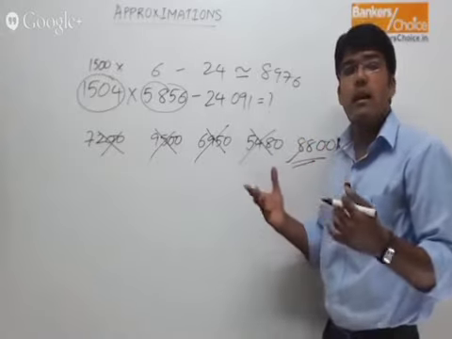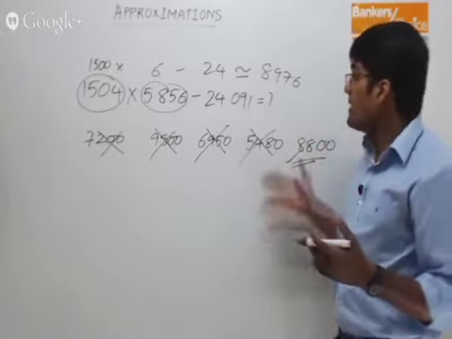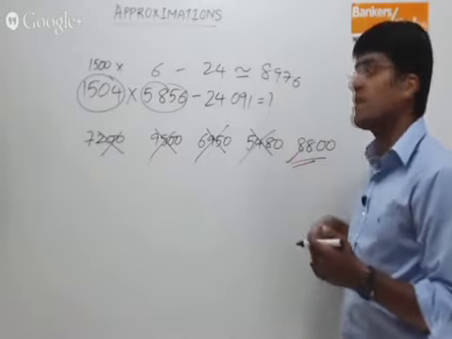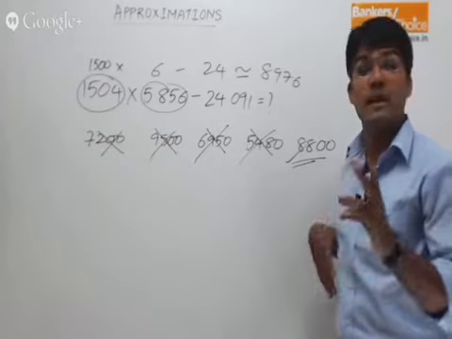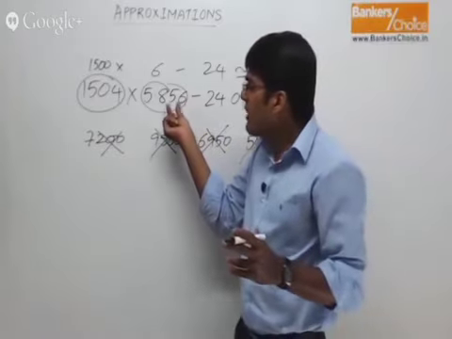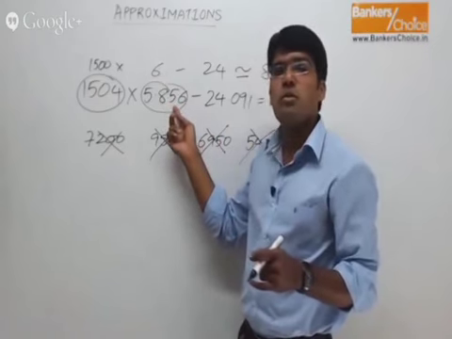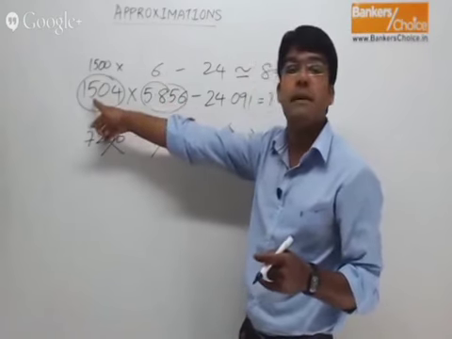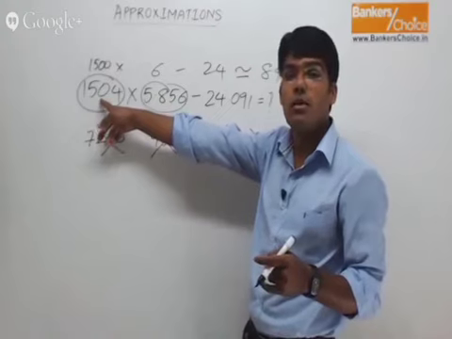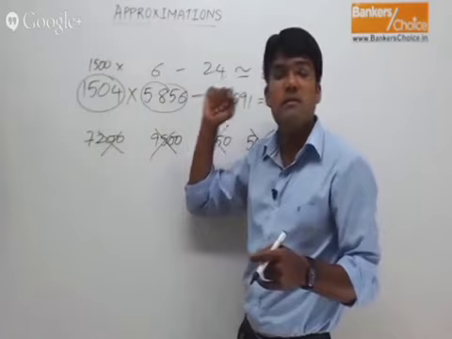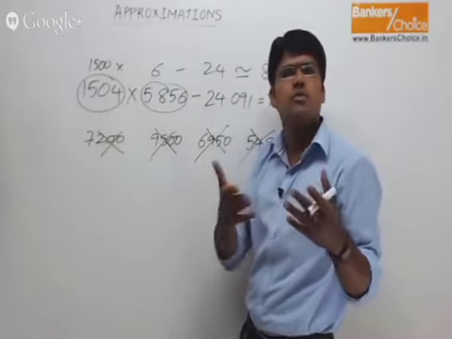Now don't worry about why the answer is differing by approximately 200, right? 8,976 and 8,800, 176 is the difference. You know why? We have already learned this: because we have taken it as 6. How much more? 0.144 more. But that 0.144 is being multiplied by 1500. Are you able to follow? So approximately 0.144, 0.15 times 1500 will be close to 225, right?